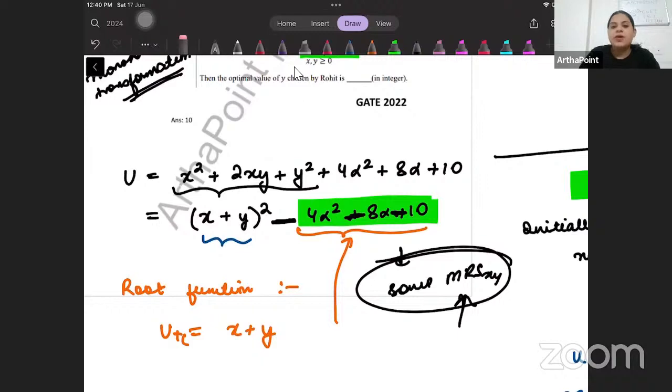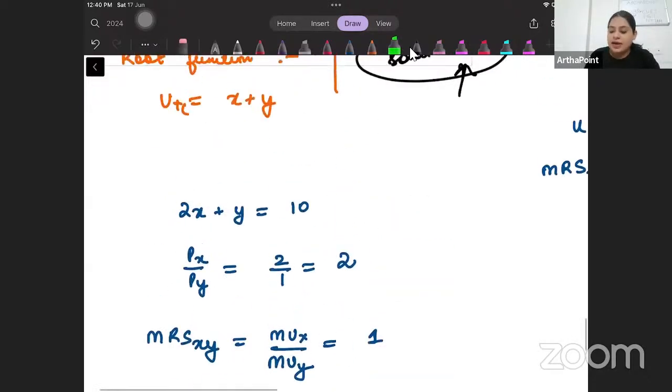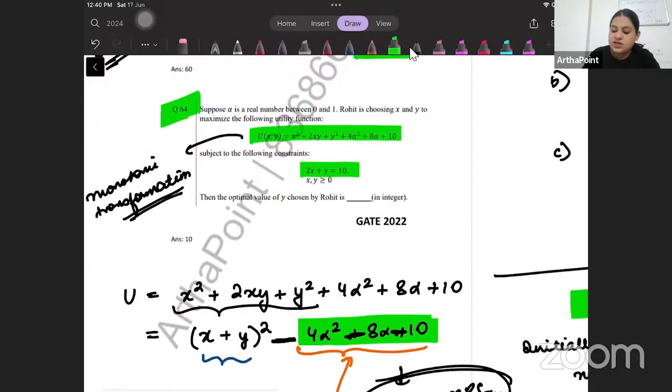Okay, so coming back here, beta, we have seen that MRS is less than px by py, so you consume only good Y. And only good Y means that Y star should be M by py. Income is 10, price of Y is 1, so I will get 10 here.